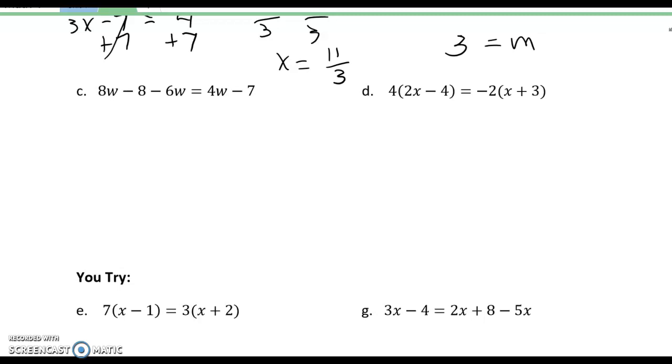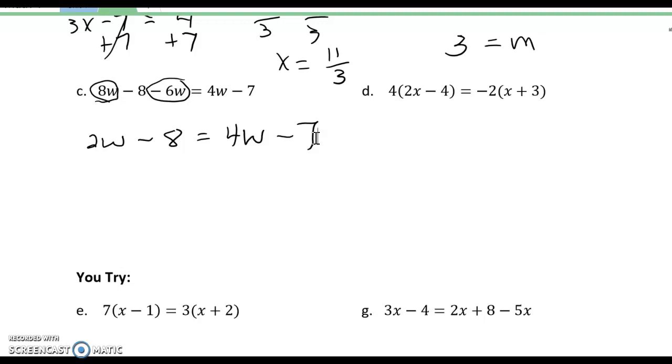Again, before we undo any operations, we need to make sure the left side and the right side of an equation is totally simplified. That means you're doing things like distributive property, or like in part C, you see on the left side, we can combine like terms. So I'm going to combine the 8w with the -6w to get 2w. Before we start undoing operations, before we start getting the variables all over to one side, make sure the left side and the right side of your equation are totally simplified.